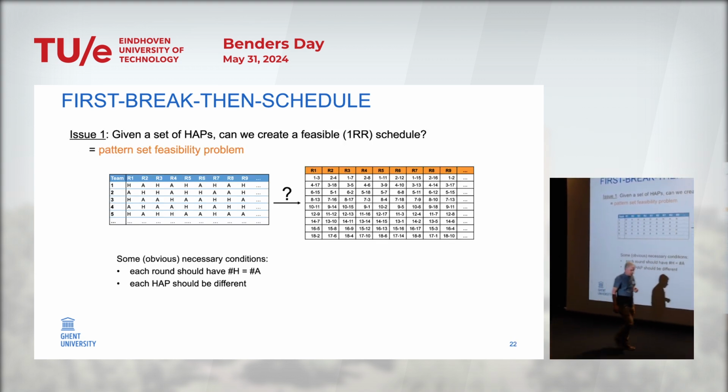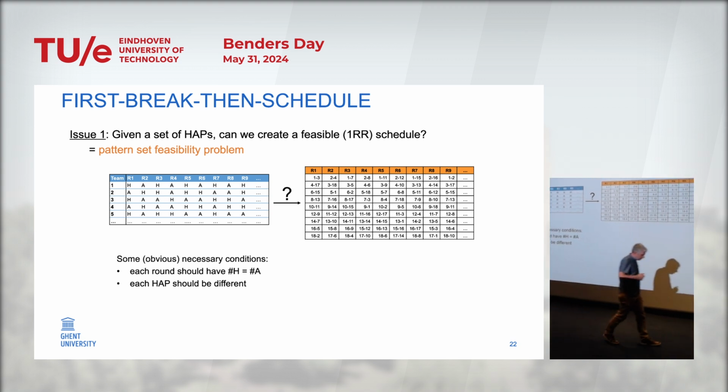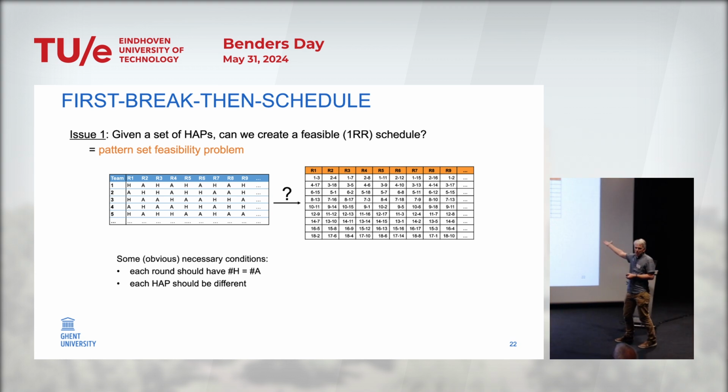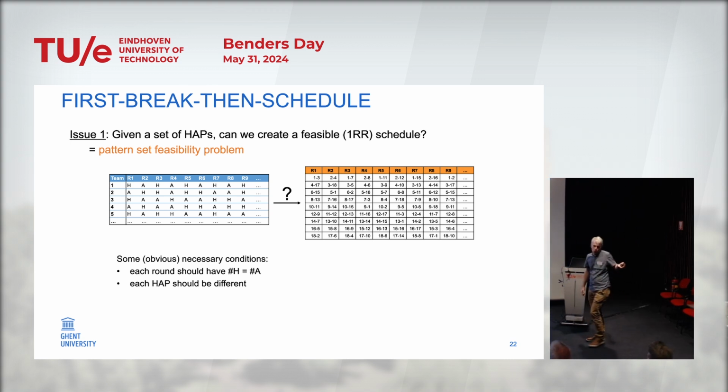Now, there are 2 problems here. First of all, not just any set of home-away patterns leads to a feasible schedule, right? There are some obvious necessary conditions. Of course, every round should have the same number of homes as aways, otherwise it's not going to work. Also, every home-away pattern should be different. If you have 2 identical home-away patterns, these teams will never be able to play against each other. They will each time have both home games or both away games. You cannot match them.